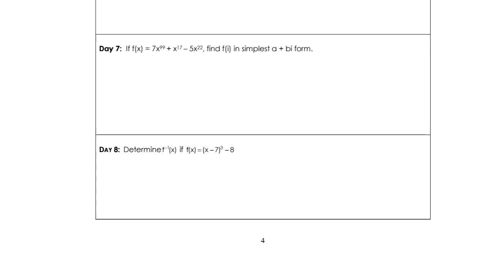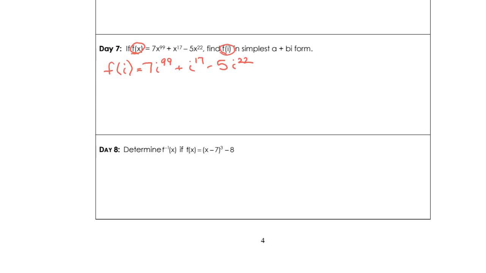It says that if f of x is equal to this, find f of i in simplest a plus bi form. So we just have to realize that f of x is going to become f of i. So all the x's will become i's, and so we'll say f of i is equal to 7i to the 99th plus i to the 17th minus 5i to the 22nd.